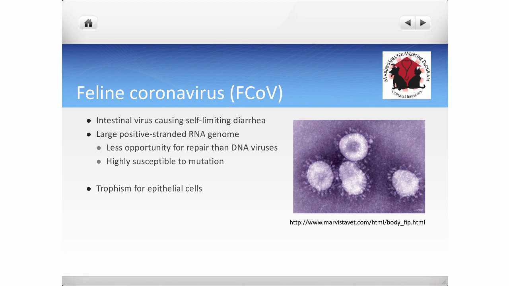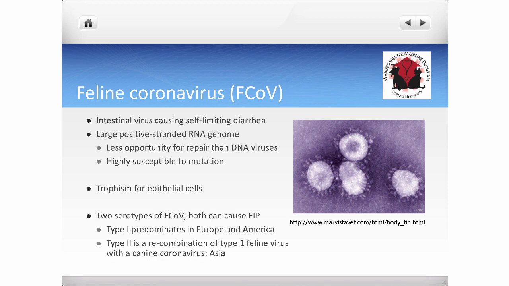And that may be something, and we'll talk about it a little bit later, that we investigate as we go along. Traditionally, we talk about two serotypes of coronavirus. One is type 1, which has predominated in Europe and in America. And then type 2, which is actually a recombination of the feline virus with the canine coronavirus, as we've understood it, and that is primarily in Asia. This kind of typing system will come up a little bit later as we talk about some of the more recent outbreaks that have occurred. But both of those serotypes can result in FIP when the right mutations occur.